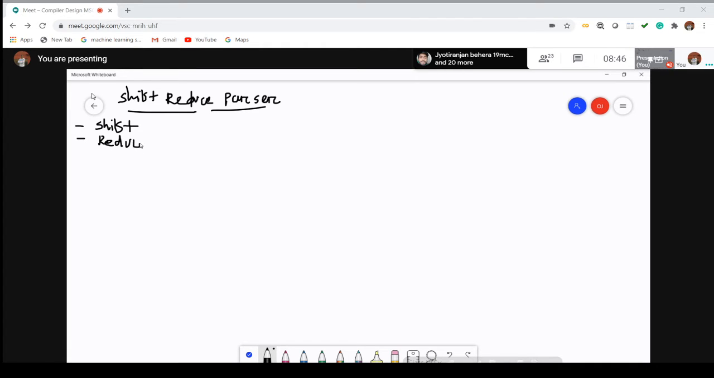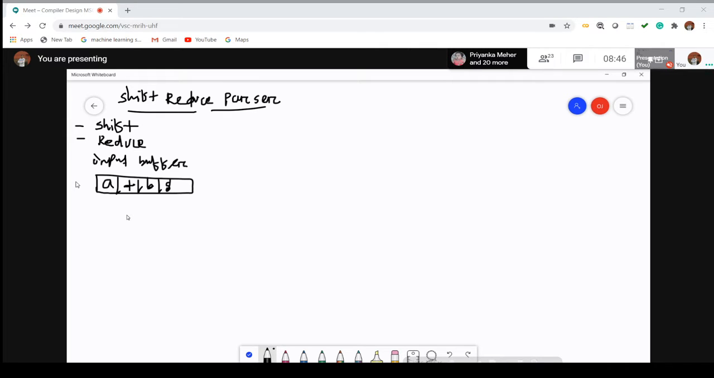So a shift reduce parser has two components: either it is an input buffer, or another one is a stack. Previously we already know that the input buffer consists of terminal symbols ending with a dollar. Same thing here. It should consist of input symbols ending with a dollar. Let us consider an example: let my input be a plus b, and it should end with a dollar. This is the structure of the input buffer.